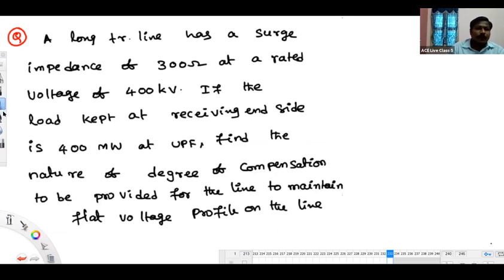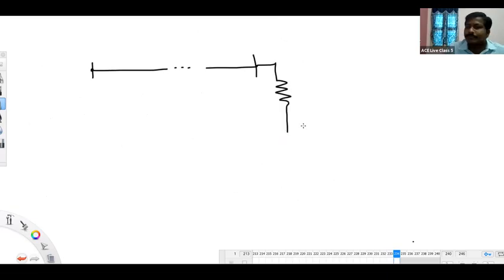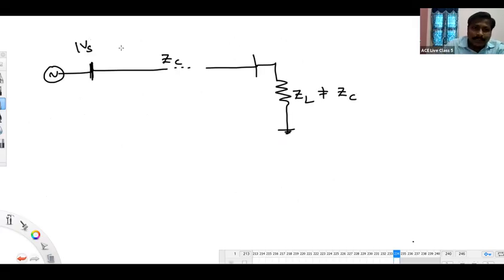Before reading this question, just listen to my words, please. This is a long transmission line we have. We are keeping some load at the receiving end with a load impedance of ZL, and the surge impedance of this line is ZC. All of you listen, please. This ZL is not equal to ZC, so the receiving end voltage value will not be equal to the sending end voltage.